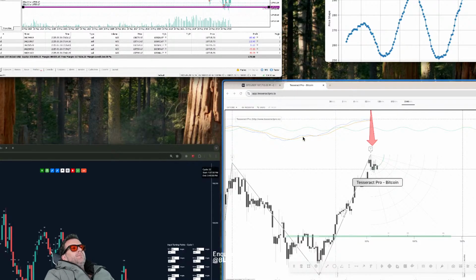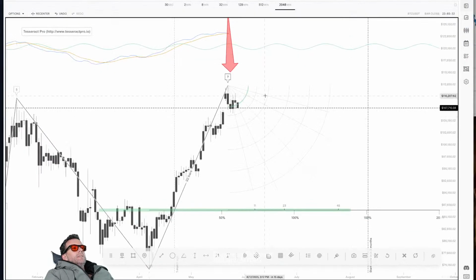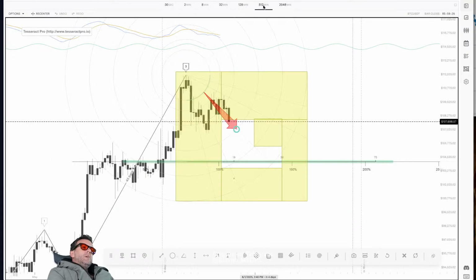Depends on where you're from. It seems overall we've got a turning point here on the 2048, which means it's going to be downtrend all the way down. I've called this for a few days now, and that's it.